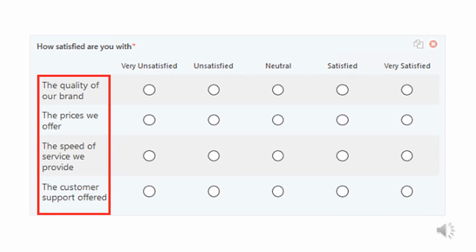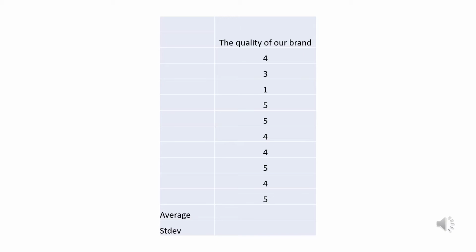So basically, let's take that first line: the quality of our brand, and they rate it very satisfied, very unsatisfied, neutral, satisfied. And you can quantify that. Very unsatisfied would be a 1, and very satisfied would be a 5, and you just record the scores from the different customers. So let's just focus on the quality of the brand, all right? So you had 10 people take the survey, right?